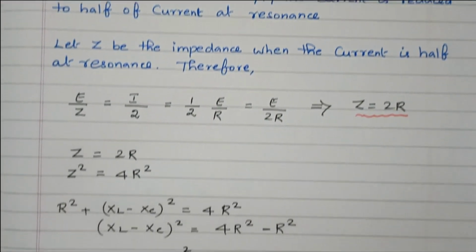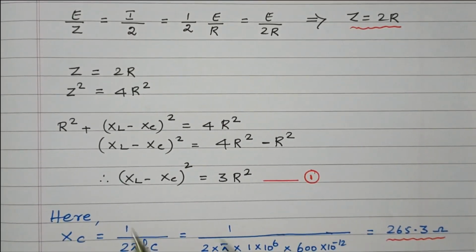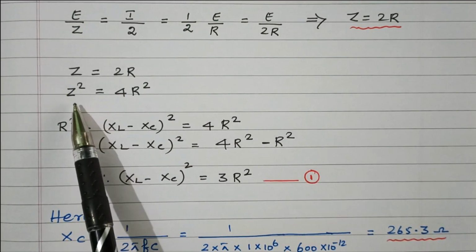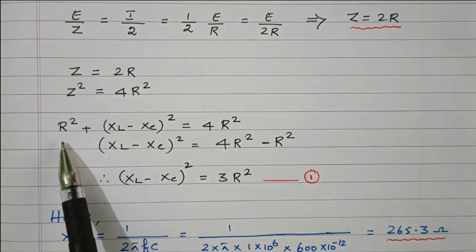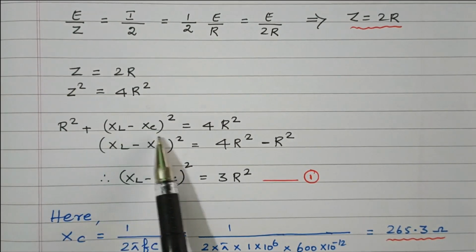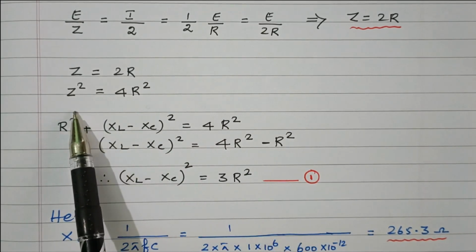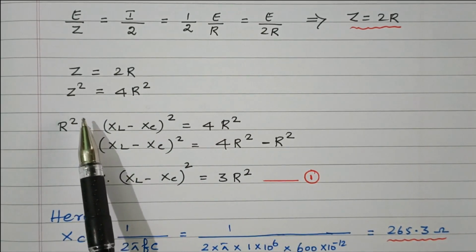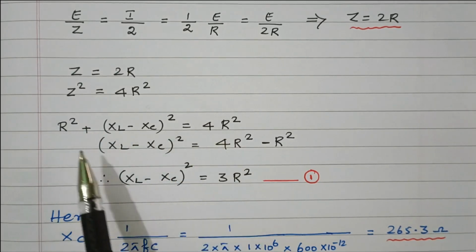Right. Now we'll go for the further simplification. Z equal to 2R, squaring on both sides, Z square equal to 4R square. We know that R square plus (XL minus XC) whole square equal to 4R square. That is Z. The basic formula is Z square equal to R square plus (XL minus XC) the whole square. Based on that it is written.